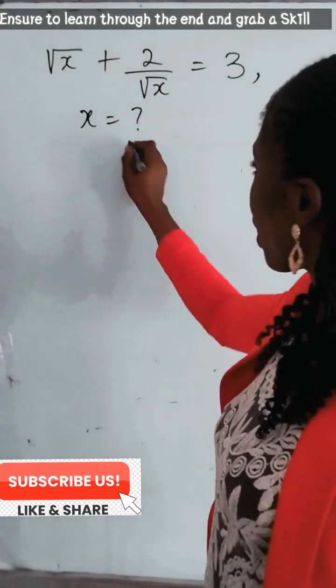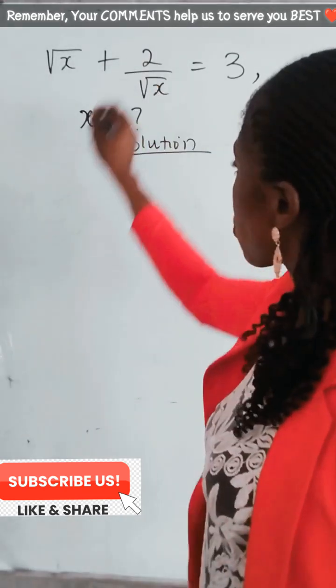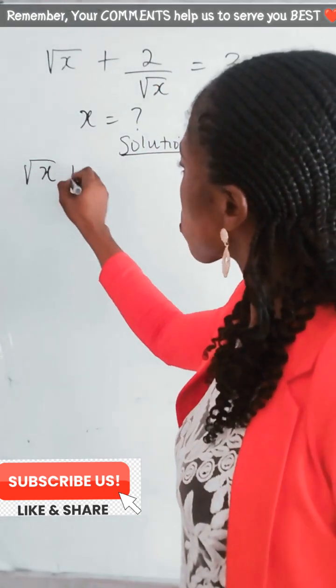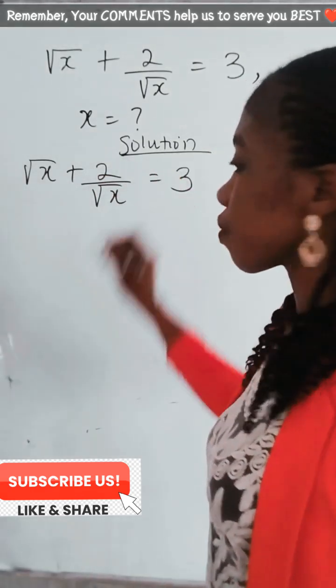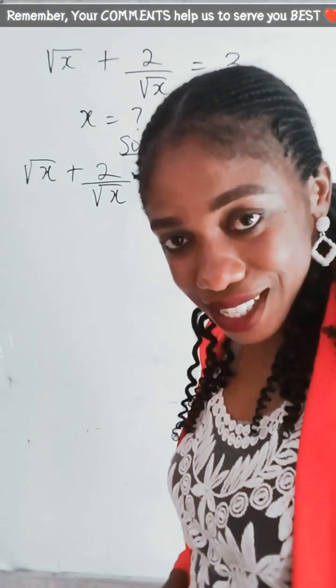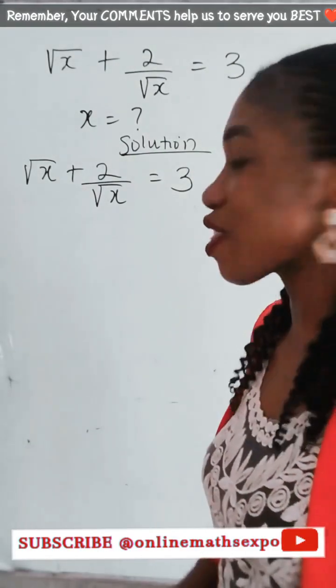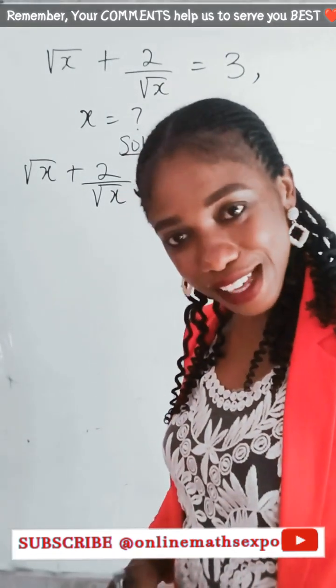Okay, we are going to begin with the solution. What we have there is root x plus 2 over root x is equal to 3. Remember, our target is to find x. So we're going to do everything possible to get this x. Don't be tired of finding x, okay?